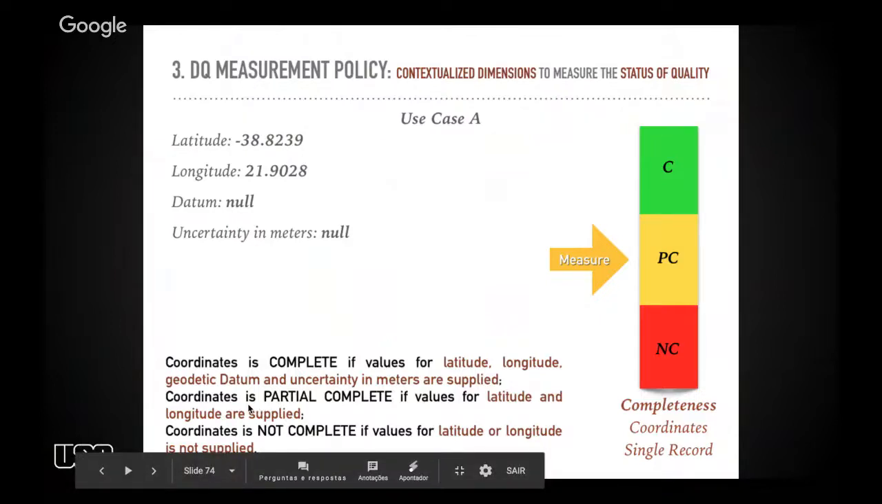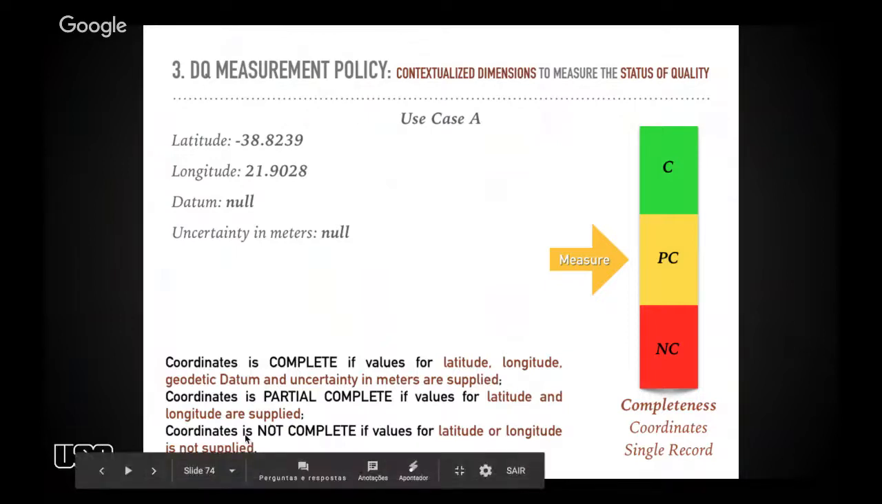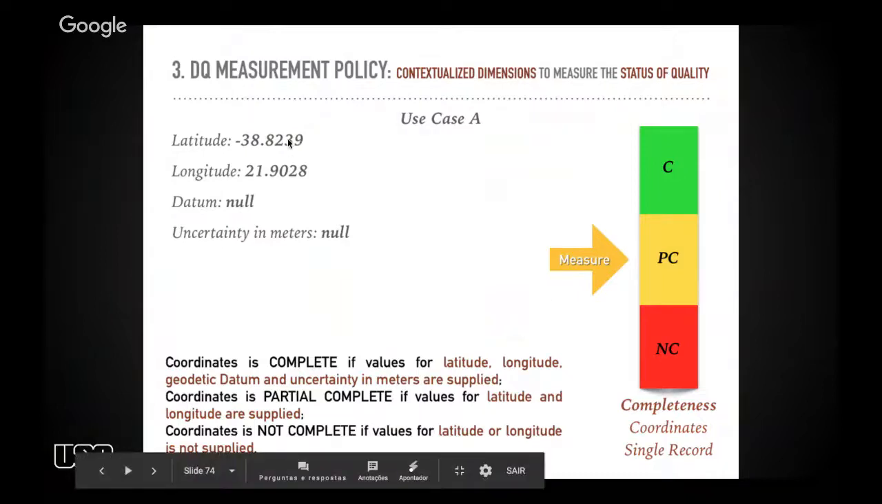Or coordinate is partial complete if values for latitude and longitude are supplied. And coordinate is not complete if values for latitude or longitude are not supplied. So this is a way that I can measure the completeness of coordinates. And in this case, I have this data where only latitude and longitude are supplied.